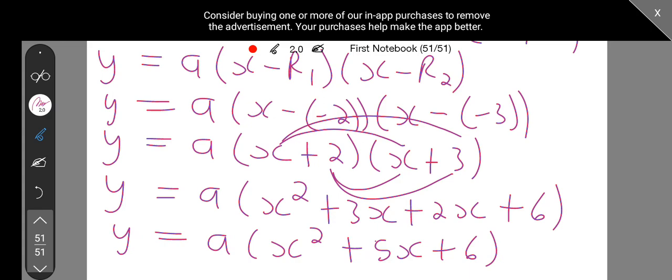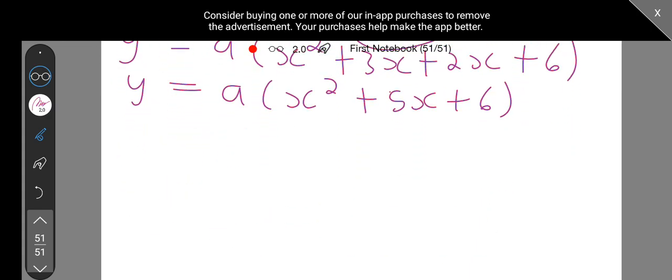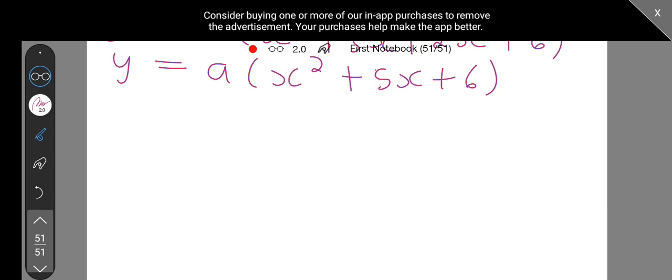And now we're going to solve for the value of a. Remember, to solve for the value of a, we're going to use a point which is given. Firstly, we used the x-intercepts. Now we're going to use a point. You can't use an x-intercept again. But now we're going to use the point (0, 6). Where we see x, we put 0. Where we see y, we put 6.